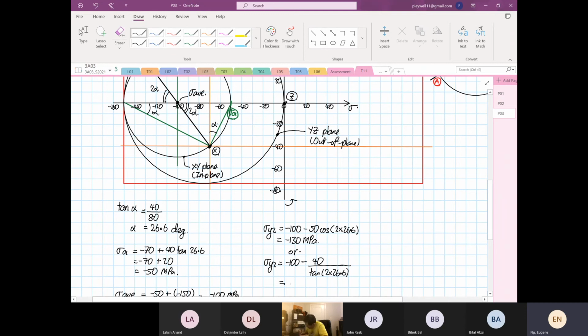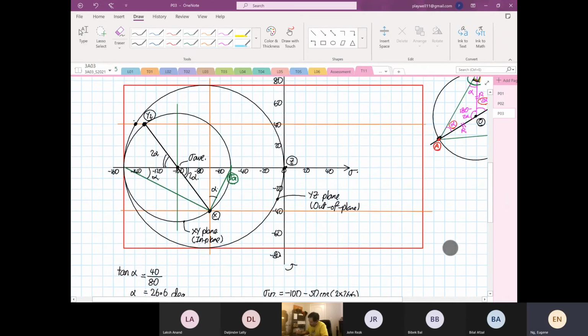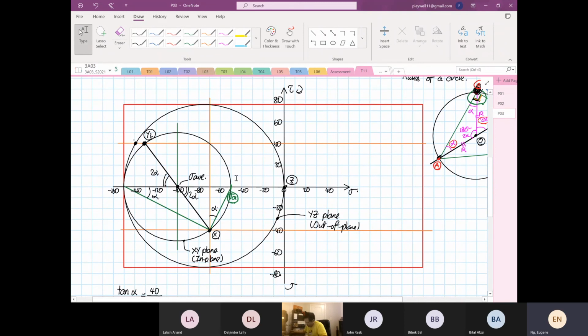So it's also equal to minus 130 megapascal. Okay, so the other possible value is at minus 130, right? So I'm going to draw another circle, and this circle belongs to the XZ plane. Okay, so it's at 50 to 50. So this belongs to the XZ plane, and this is our out of plane.